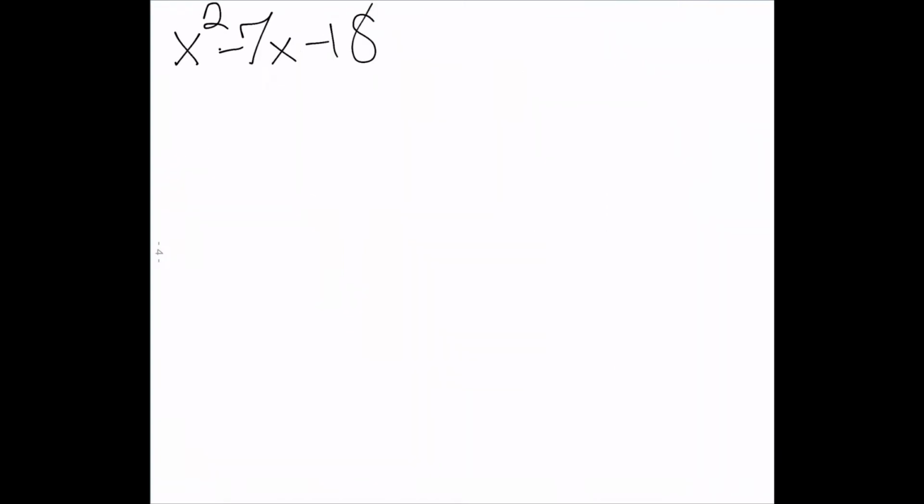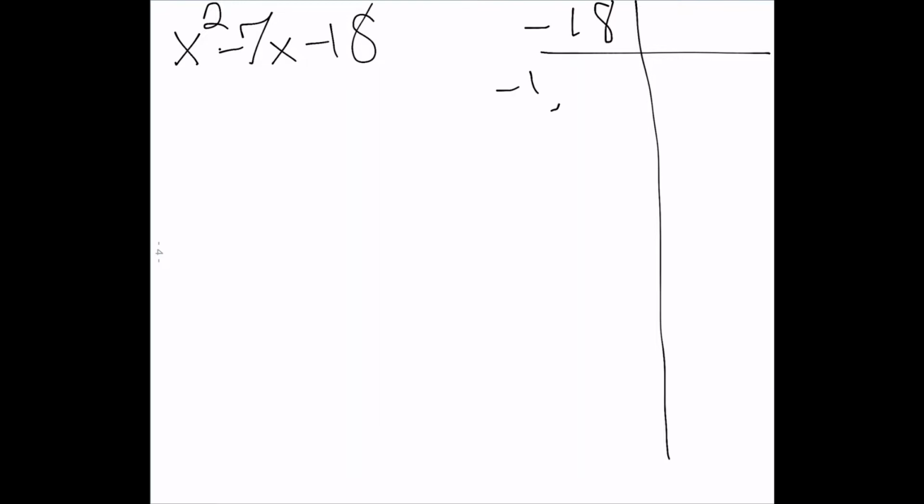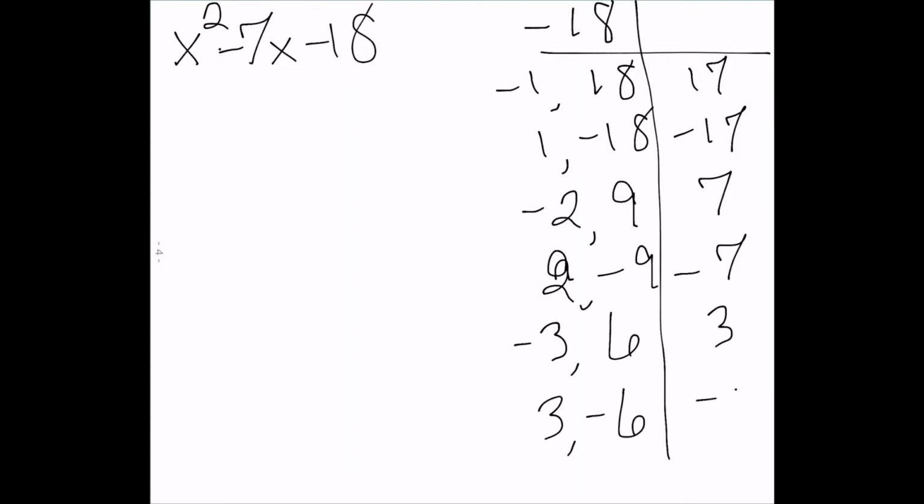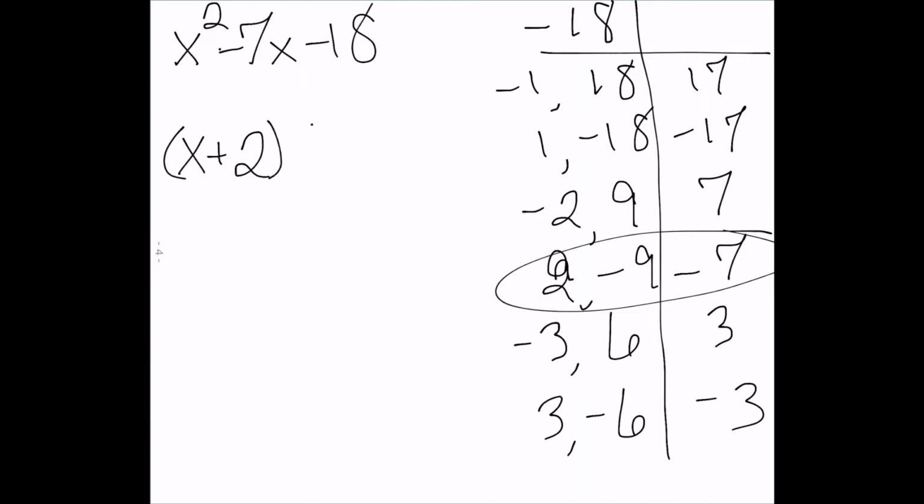Now let's look at x squared minus 7x minus 18. For this one, I need two numbers that multiply to be negative 18, and this is going to be quite a long list. I have negative 1 and 18, as well as 1 and negative 18. Those add to be 17 and minus 17. I have negative 2 times 9, as well as 2 times negative 9. Those add to be 7 and negative 7. I also have negative 3 and 6, as well as 3 and negative 6, which both add to be 3 and negative 3. So here's the negative 7 that I need. That tells me I need a positive 2 and a negative 9.